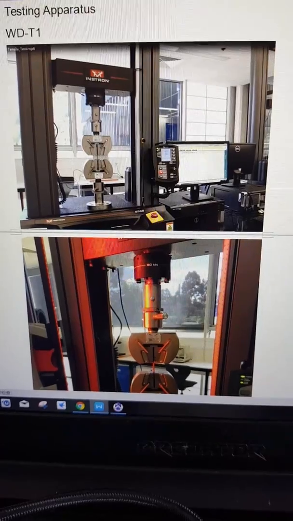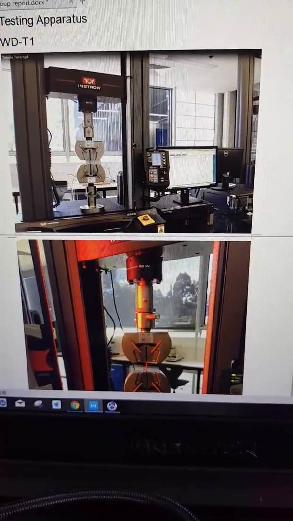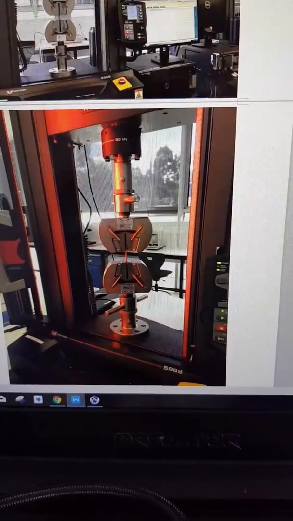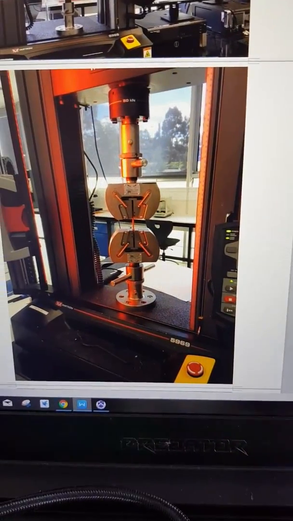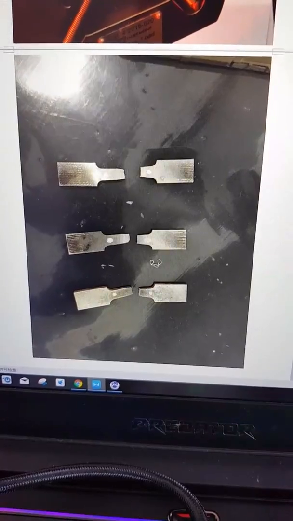In this picture, you can see what machine we use for our tensile testing. This machine will grip our sample and apply force on it to make it break, and then it will collect the data for us. We do this test 3 times to collect enough data to get a reasonable result.